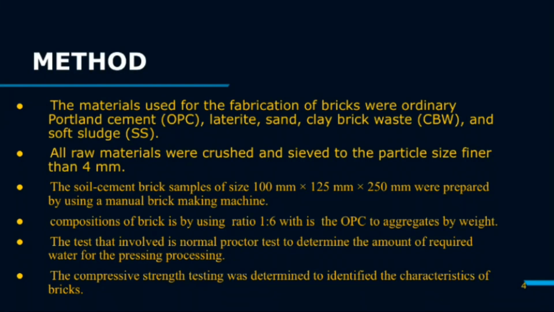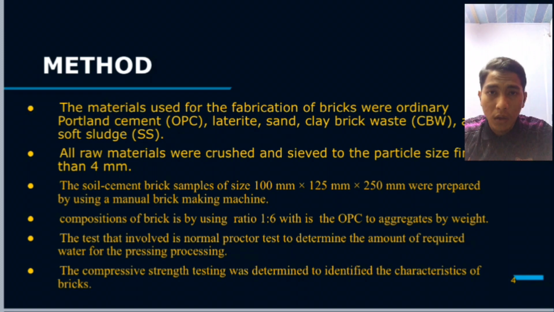Okay, next we need to identify the method used. The materials used for the fabrication of brick were ordinary Portland cement, laterite, sand, clay brick waste and soft sludge. Before starting the activity, all raw materials were crushed and sieved to a particle size finer than 4 mm. And then, the soil cement brick sample is produced by a manual brick making machine.